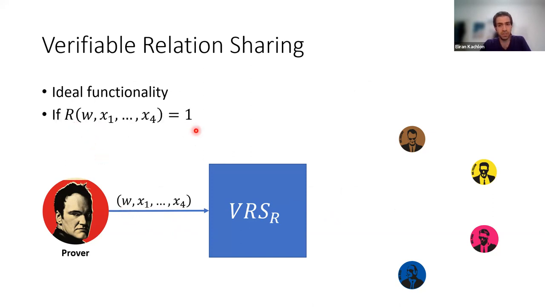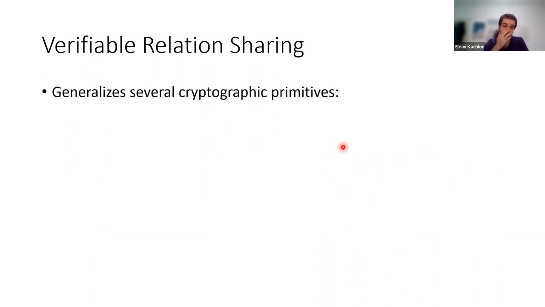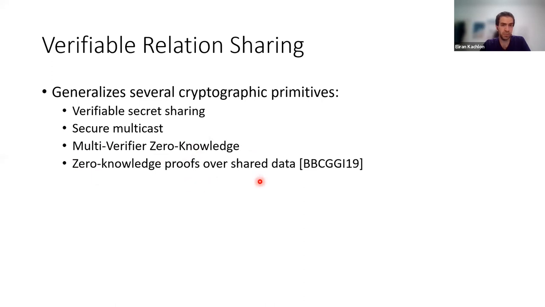And again, if the relation is satisfied, then every verifier receives exactly one share. So every verifier knows one share, but he has no information about the other shares or about the secret witness. And on the other hand, if the relation is not satisfied, then the verifiers receive a special symbol that tells them that the prover tried to cheat. So this is the VRS functionality. And let me mention that the VRS captures and generalizes several cryptographic primitives like verifiable secret sharing. So here, for example, we want to share a value and also prove that the shares correspond to a low-degree polynomial. It also captures secure multicast and, like I said, multi-verifier zero knowledge. And it can be seen as a generalization of zero knowledge proofs over shared data.